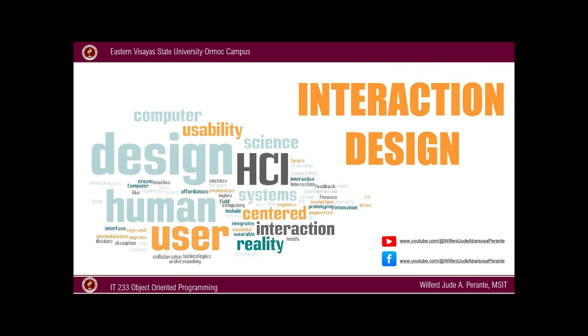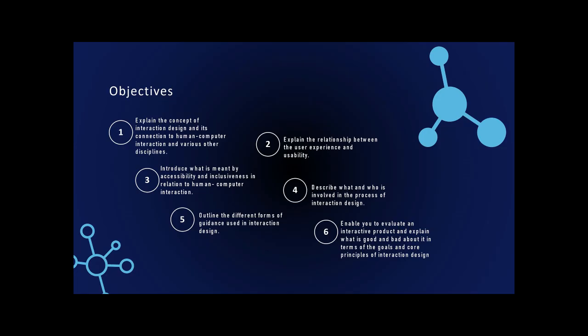Let's begin. The objectives of this chapter are the following. Explain the concept of interaction design and its connection to human-computer interaction and various other disciplines. Explain the relationship between the user experience and usability. Introduce what is meant by UI accessibility and inclusiveness in relation to human-computer interaction. Describe what and who is involved in the process of interaction design. Outline the different forms of guidance used in interaction design. Enable you to evaluate an interactive product and explain what is good and bad about it in terms of the goals and core principles of interaction design.